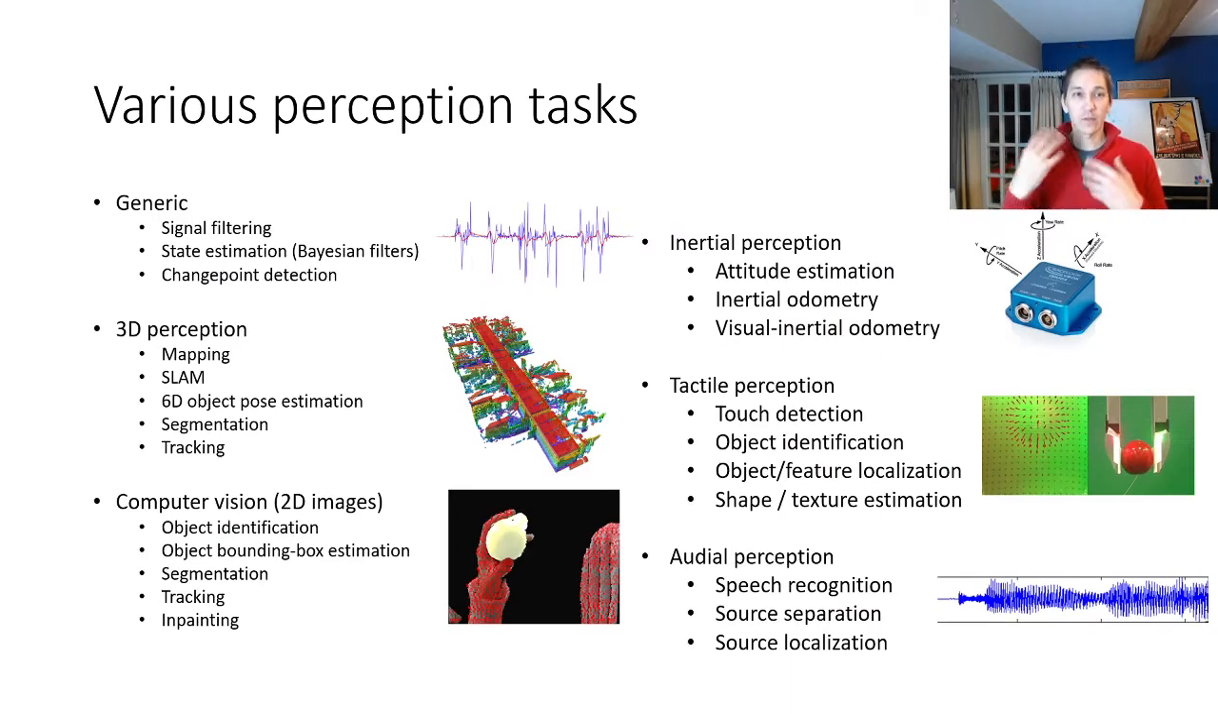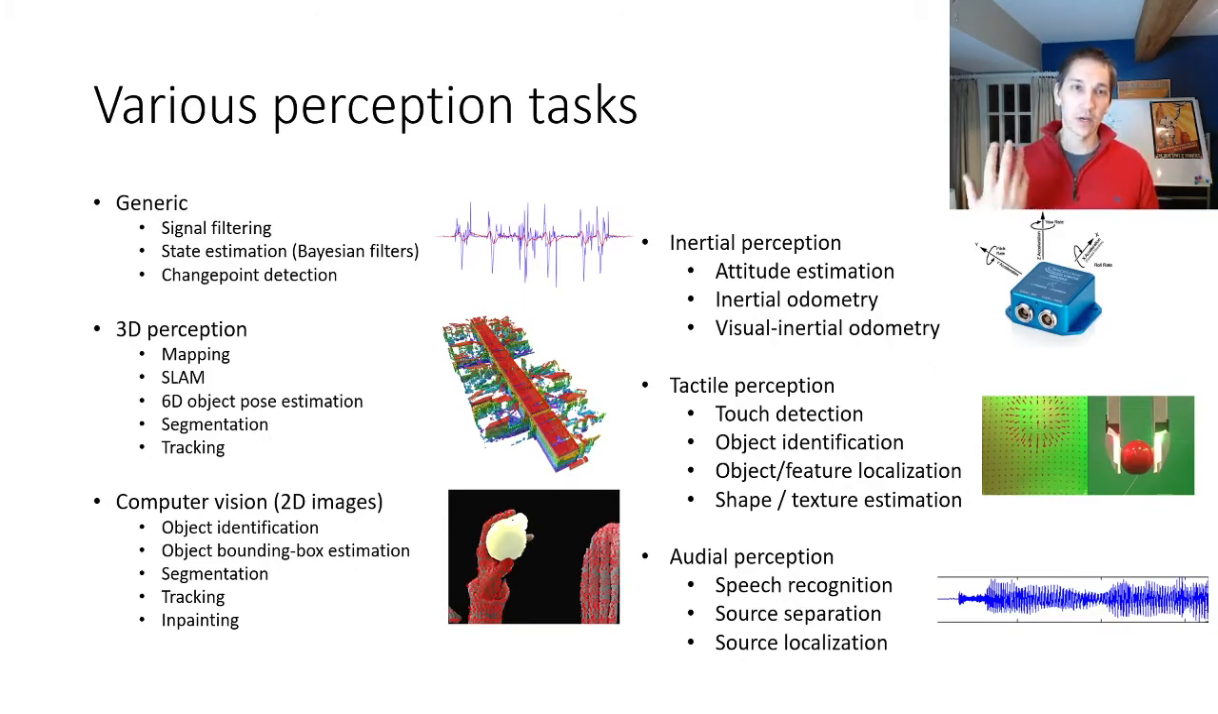Now, there's lots of different types of perception tests that fall into this framework. So in, for example, ECE classes, you'll be learning a lot about signal filtering, state estimation, etc. We'll be looking a bit at 3D perception, in particular 6D object pose recognition and some segmentation as well. Now, with computer vision, we don't really think about 3D objects, but we think about images that represent 3D objects.